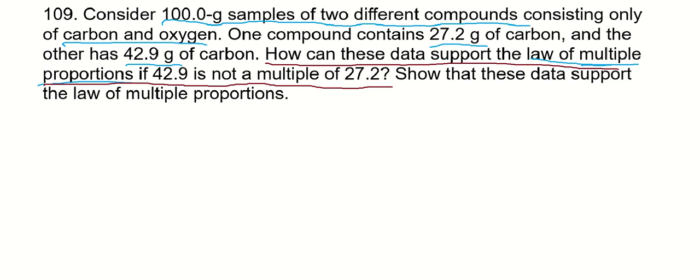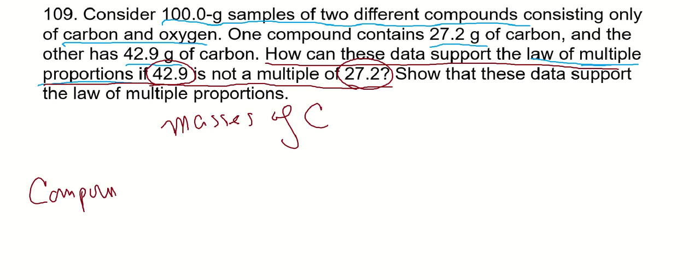Well, 42.9 and 27.2 are the masses of carbon in these two compounds. Let's call it compound 1 and compound 2. And there could be compound 3 and compound 4 and so on. But there's a series of compounds, each of which has two elements, and the ratio of the second element to the other one are multiples of each other in whole numbers.